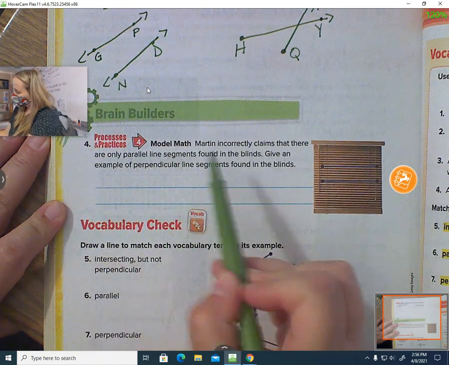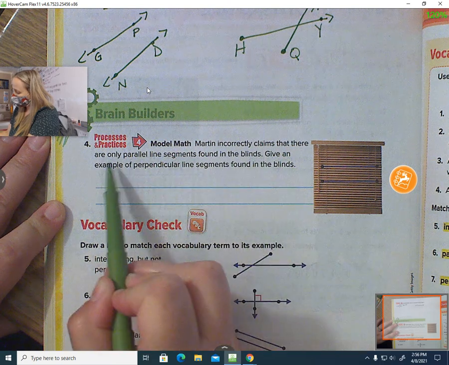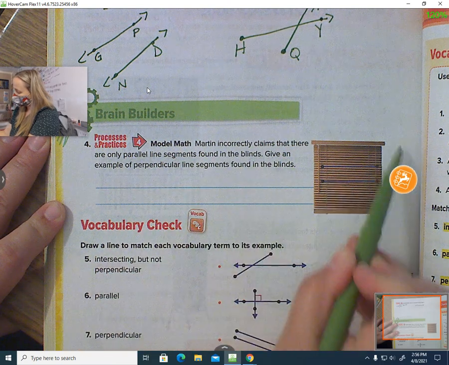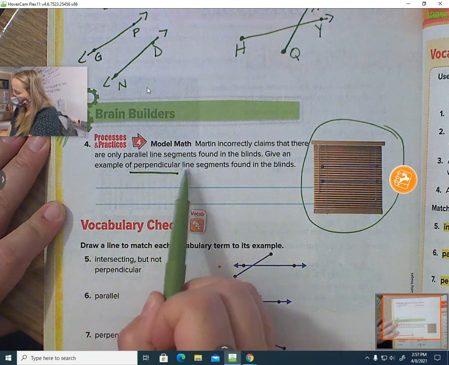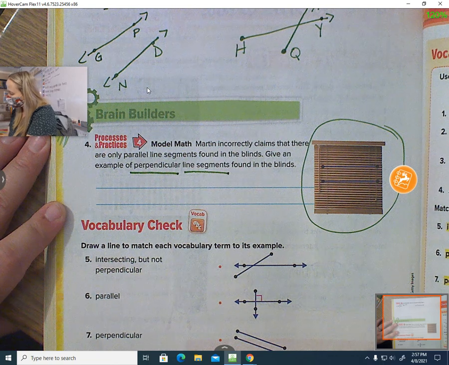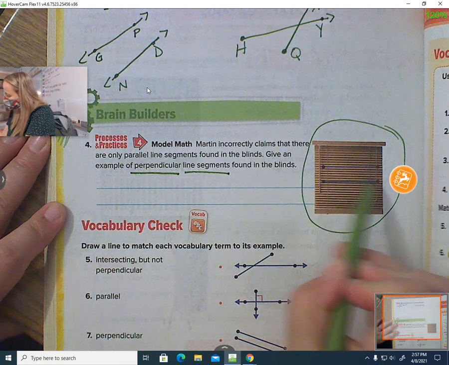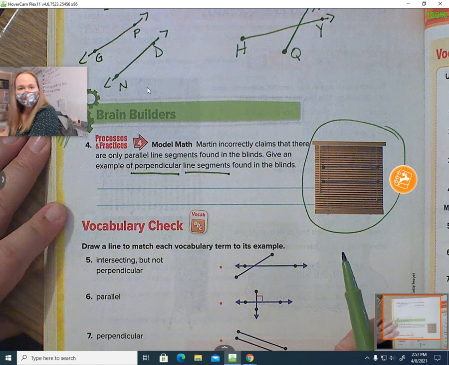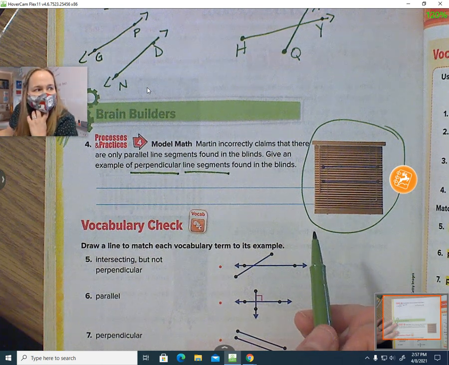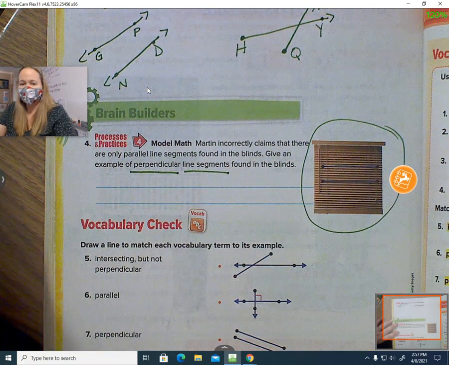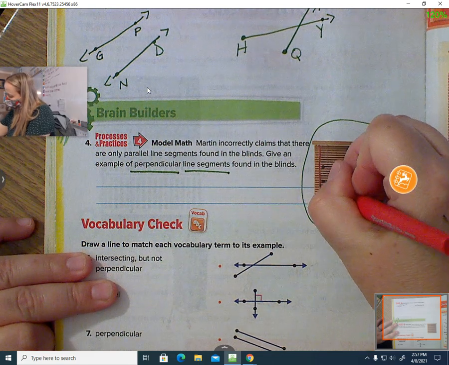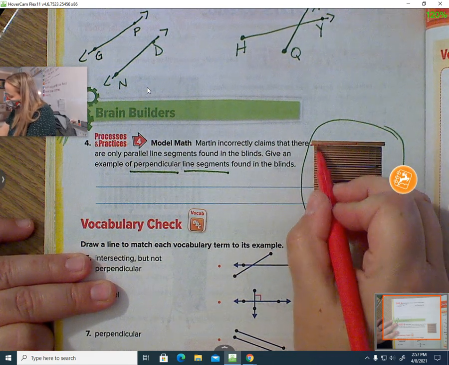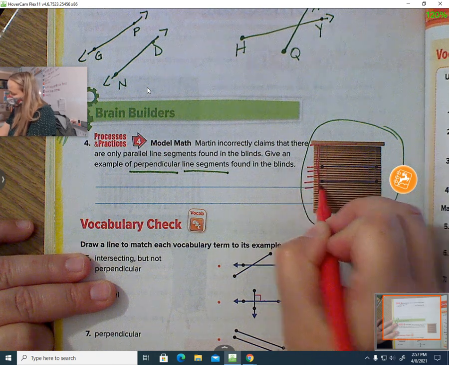Great. Okay, let's look at this one. Number 4, model math. Martin incorrectly claims that there are only parallel line segments found in the blinds right here. Give an example of perpendicular line segments found in the blinds. Well, here are the parallel lines, right? Do you see any perpendicular line segments? I do. Let me get my red pen so you can see it a little bit better. I see this and this, right? And this and all of these, right?